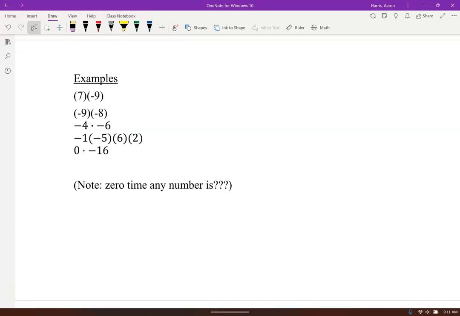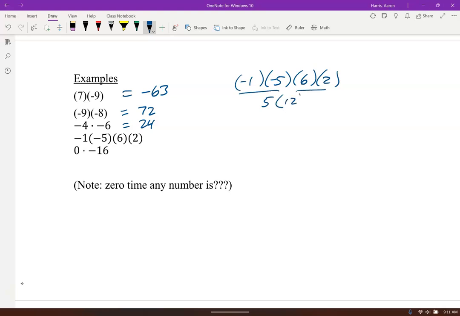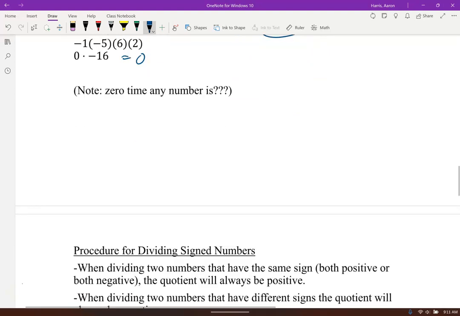So let's do some quick multiplications. Positive times a negative gives us a negative. Negative times a negative gives us a positive. Negative times a negative gives us a positive. That fourth one there, negative 1 times negative 5 times 6 times 2. Negative 1 times negative 5 is 5. 6 times 2 is 12. 5 times 12 is 60. And then 0 times negative 16 is just 0. 0 times anything is 0. In other words, I have 0 negative 16s right there. So 0 times anything is 0.